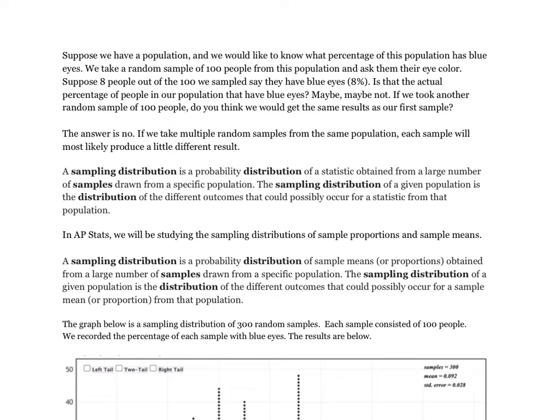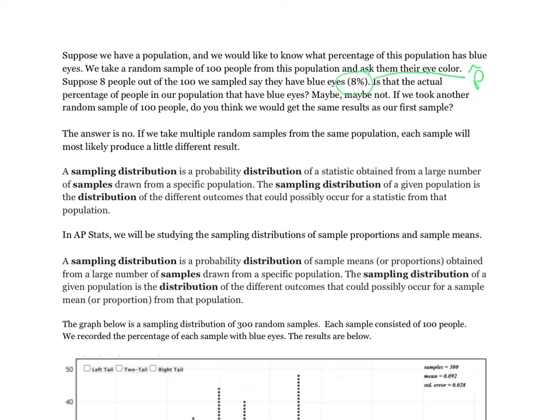Now, let's get into sampling distributions. Suppose we have a population, and we'd like to know what percentage of this population has blue eyes. Okay, we take a random sample of 100 people from this population and ask them their eye color. Suppose 8 out of the 100 we sampled say they have blue eyes, or 8%. Okay, so that came from a sample, so that 8% would be a p-hat.